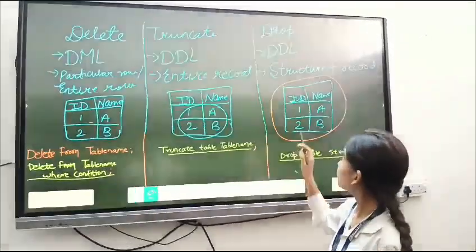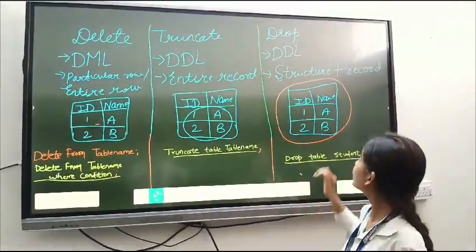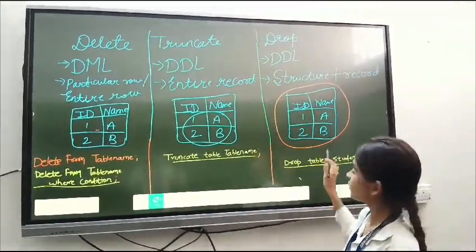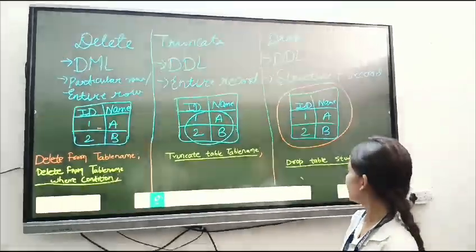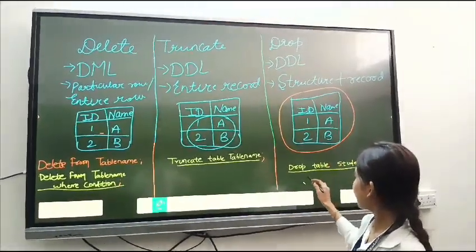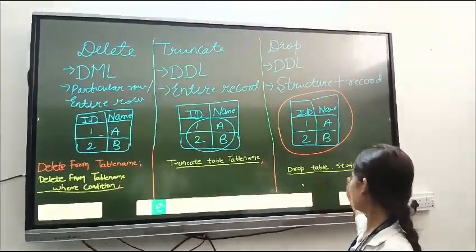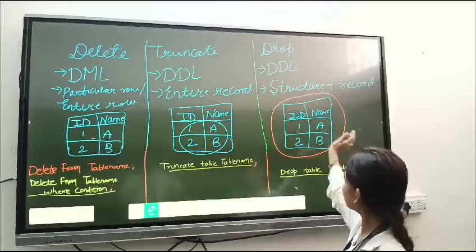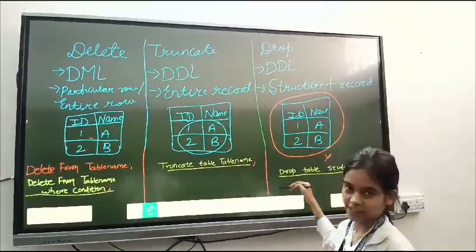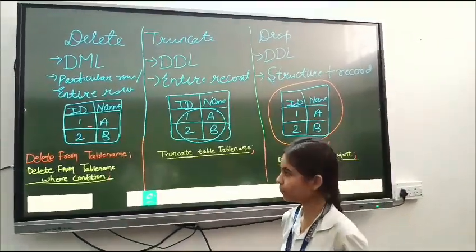Now after that, drop. Drop is also a DDL command. It will delete the structure as well as the complete record of the table. So here suppose the table name is college. So we will write drop table college, and with the help of this the complete table will be deleted. Now let's understand with the help of a practical.